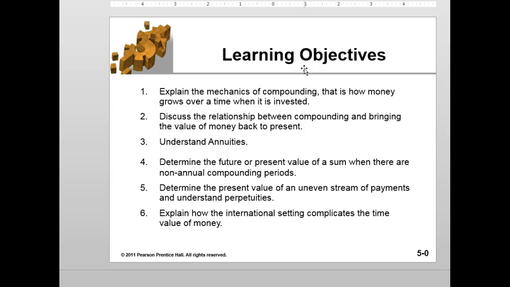First of all, we're going to look at the mechanics of compounding, and that's how money grows over time when it's invested. We're going to look at the relationship between compounding and bringing money back to its present value, because $100 today is worth more than theoretically $100 in 5 years, because you have to bring it back to present value. So we'll look at those relationships.